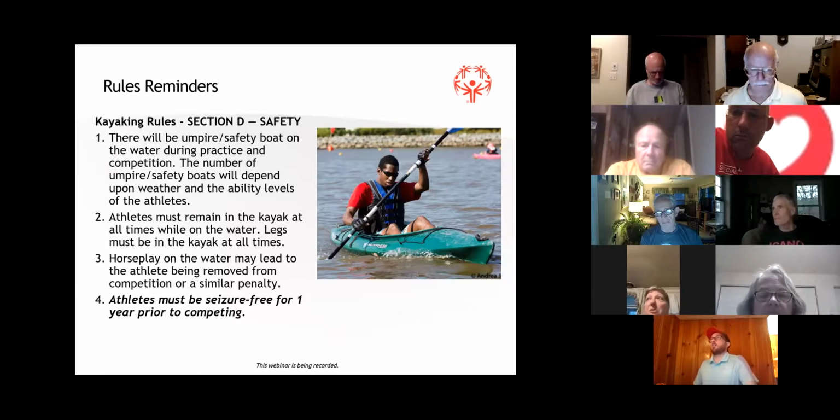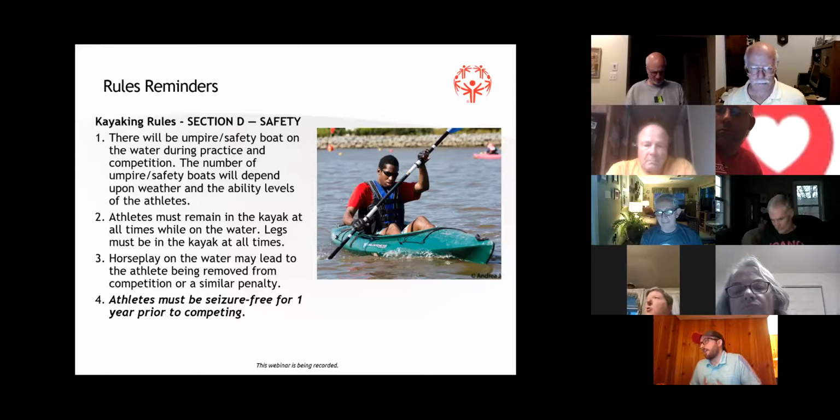On the water, you're a little bit more socially distant. Use your good judgment about how far away they are. If you feel like they're within a kayak or two of your athletes on the water, probably count them, or if you can get them a little further out. But again, you want your safety boat to be within logical distance of your athletes.